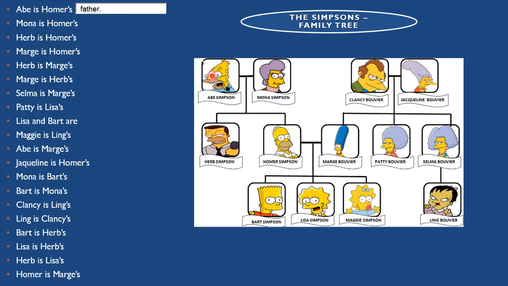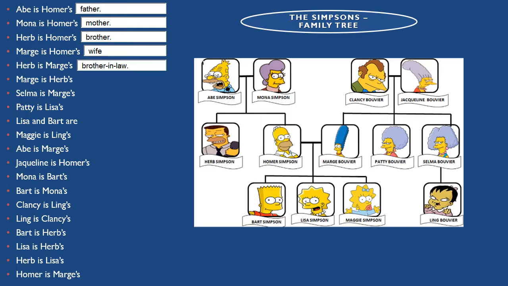This is the first example. Abe is Homer's father. The next one, Mona is Homer's mother. Next, Herb is Homer's brother. The next one, Marge is Homer's wife. Herb is Marge's brother-in-law.